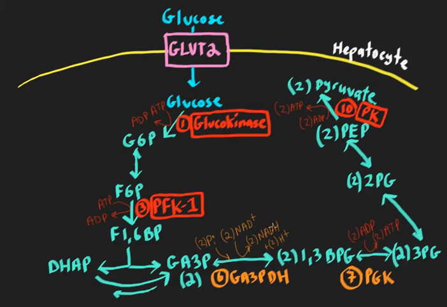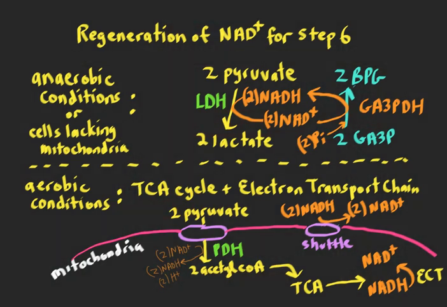And the reason why is that NAD plus is very limited in the cell, all right? And you can see that when NAD plus gets converted to NADH, if we don't have a mechanism to get that NAD plus regenerated, very soon this whole glycolytic pathway is going to be shut down, right? Because if step 6 doesn't work, then this thing's not gonna go forward. So we need to discuss, and it's very important, the way that we get NAD plus back, okay, and that really depends on whether or not we have oxygen present or not, or we have a mitochondria or not, which is really the same kind of idea. So what we're going to talk about now is the regeneration of NAD plus for that step 6, that glyceraldehyde 3-phosphate dehydrogenase step.